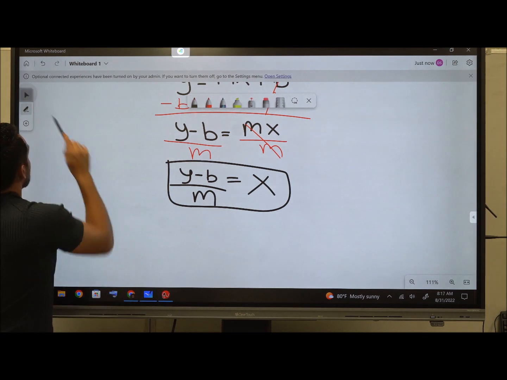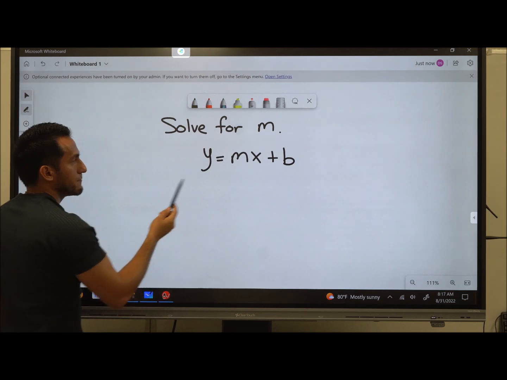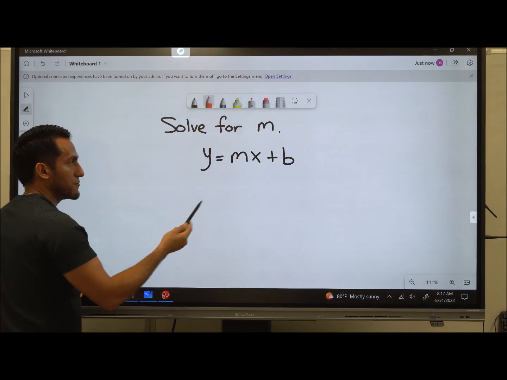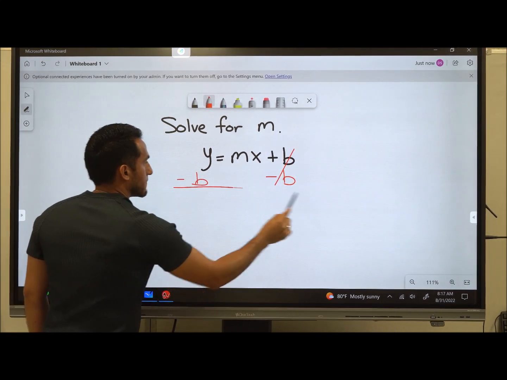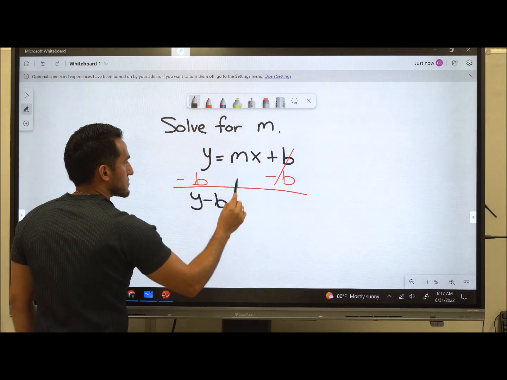Okay? Now at the same time, guys, go ahead and try to solve for m. Do the same thing, pause it, and then see if it matches. I'm going to show you how to solve for m. You basically do the same thing. Minus b. So now you have y minus b equals mx.